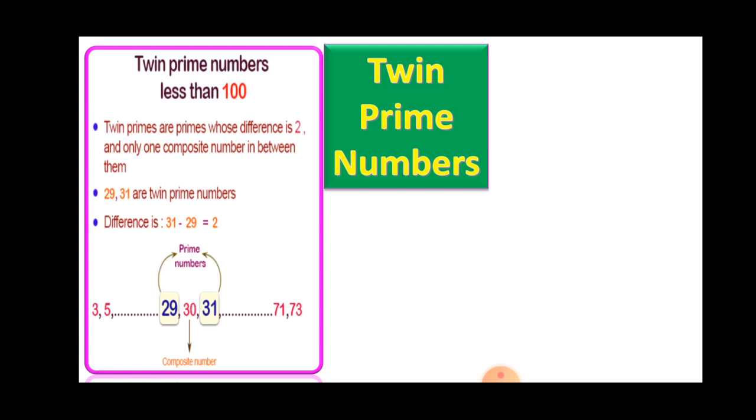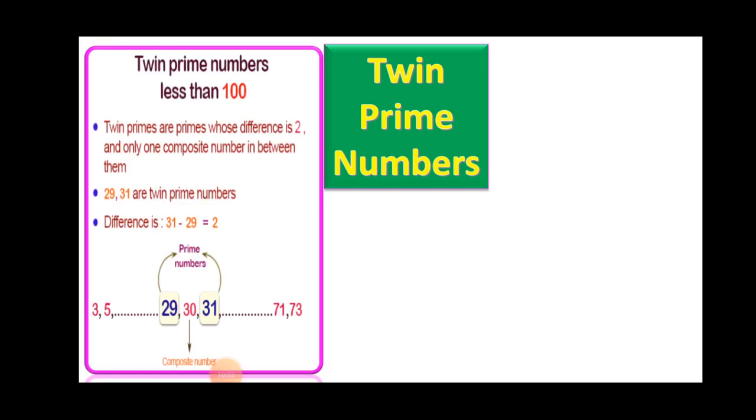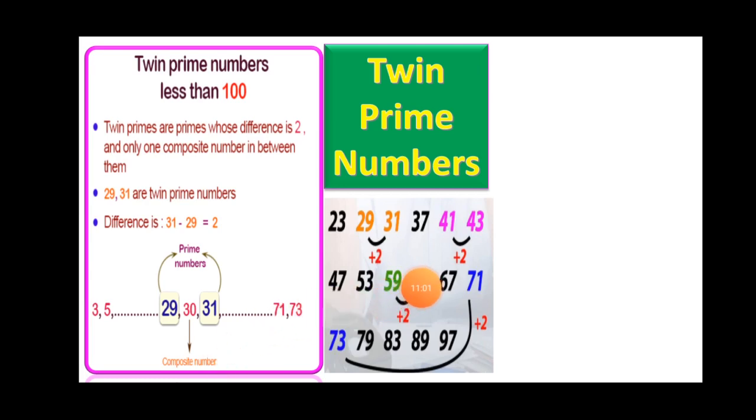Now when we take these two numbers, that is 29 and 31, you can even notice that we have the number 30 in between these two odd prime numbers, and the number which is present in between these two odd prime numbers is a composite number. Why so? Because we have more than 2 factors for this number 30. Okay, now you can see on the screen that we have more pairs of odd prime numbers that are differing by 2, and they are the twin prime numbers.